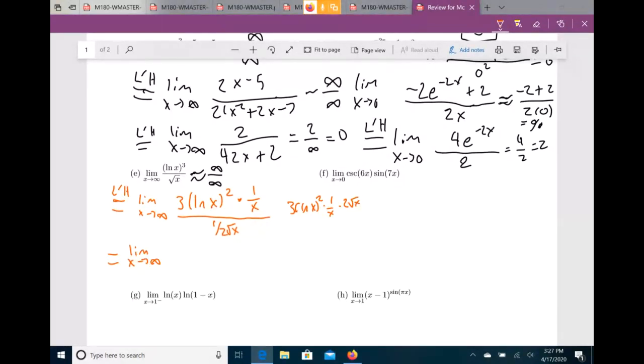So let's see, what do we end up with? 3 times 2 is 6 ln of x squared divided by root x, because root x over x is equal to 1 over root x. The 6 comes from the 3 times the 2, looking at this term here. And then the root x over x gives me the root x in the denominator.